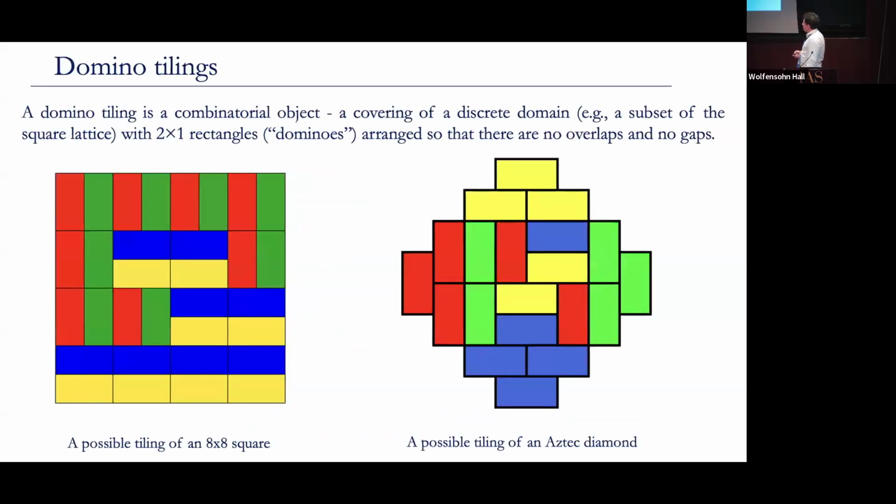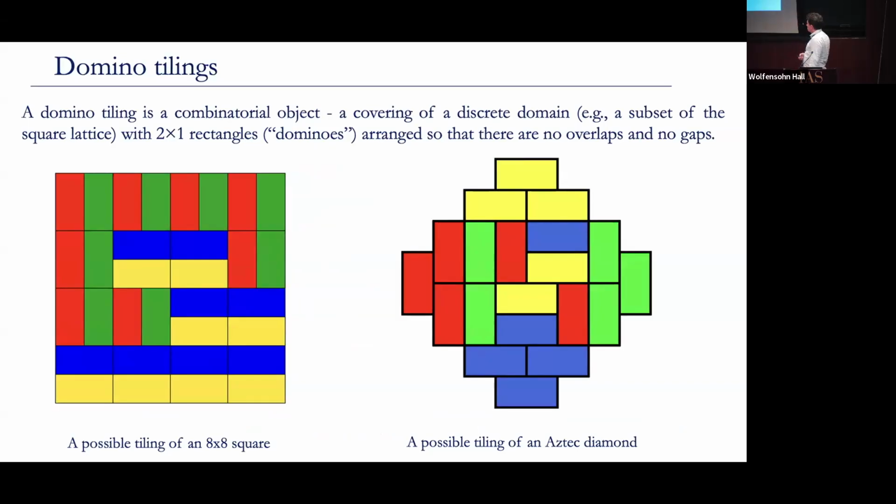So domino tilings is simply a combinatorial object that is a covering of a discrete domain. For example, in this case, it's just a square with 2 by 2 rectangles or dominoes, arranged so that there are no overlaps and no gaps. So this is, again, a possible tiling of an 8 by 8 square. And this is a possible tiling of another shape called the Aztec diamond. And in principle, you can imagine all kinds of shapes.